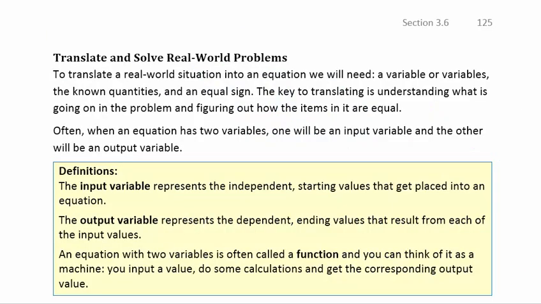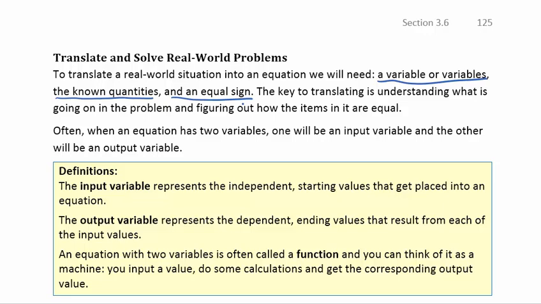Translate and solve real-world problems. To translate a real-world situation into an equation, we will need a variable or variables, the known quantities, and an equal sign. So since we're talking about an equation here, we definitely want to have an equal sign. So the key to translating is understanding what is going on in the problem and then figuring out how the items in the problem are going to come up to be equal.